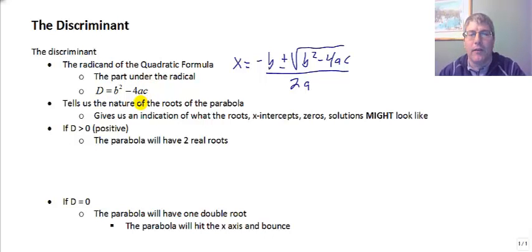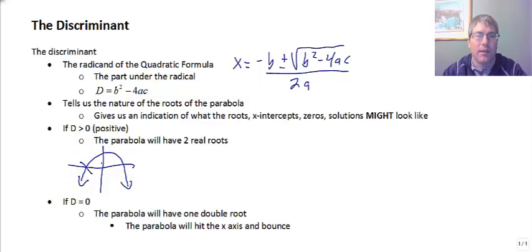And what the discriminant does for us is it tells us the nature of the roots of a parabola. While the quadratic formula tells us exactly where the roots, or the x-intercepts, are, the discriminant just gives us an indication of what the roots or the x-intercepts or the zeros or the solutions might look like. So, if the discriminant is greater than 0, if the discriminant is positive, the parabola will have two real roots, which means it'll cross the x-axis 2 times. So our parabola might look something like this, with two x-intercepts, crossing the x-axis 2 times.